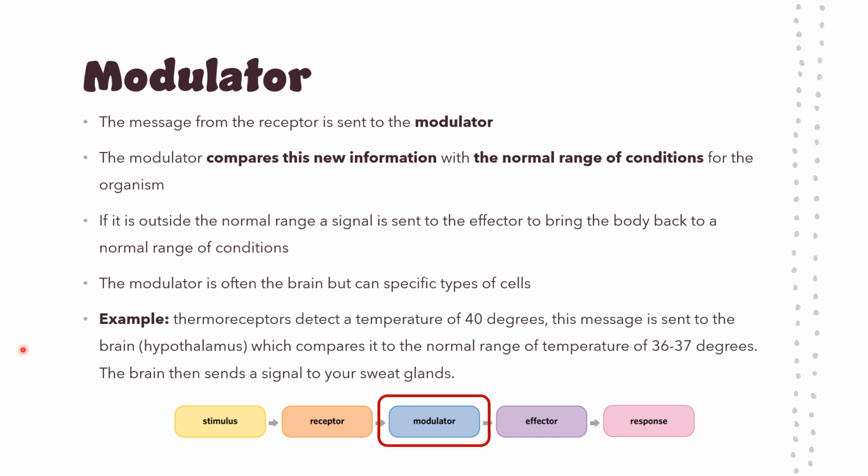An example of how a modulator works is that we have the thermoreceptors, and that detects a temperature of 40 degrees. This message is sent to the brain, so specifically the hypothalamus, which compares it to the normal range of temperature, which is 36 to 37 degrees in humans. The brain then sends a signal to your sweat glands, and then you move on down the stimulus response model.